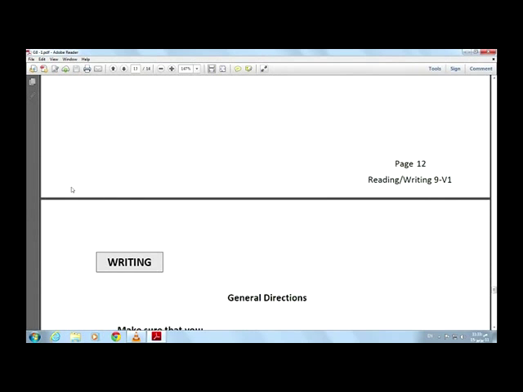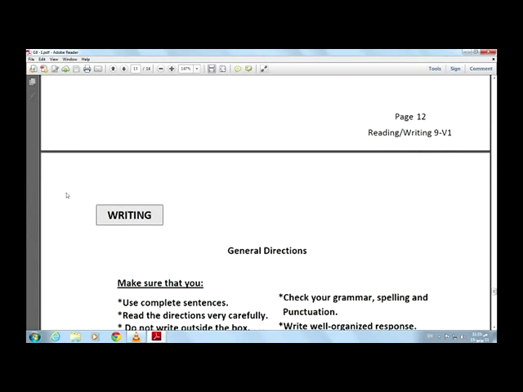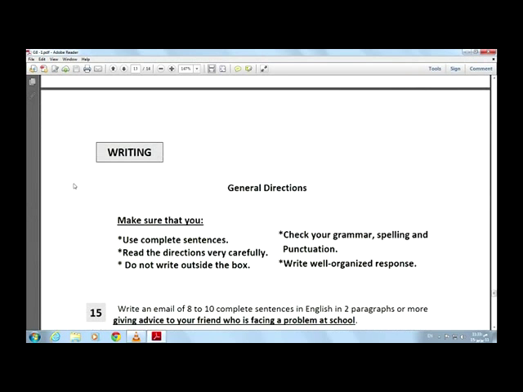After finishing the writing mechanics and reading, you will have the writing, and it's the paragraph. Usually you have to write 2 paragraphs about 2 different topics. Here they gave us an example, but before we start, you should read the general directions. They will also give us instructions, and you will have to read them.